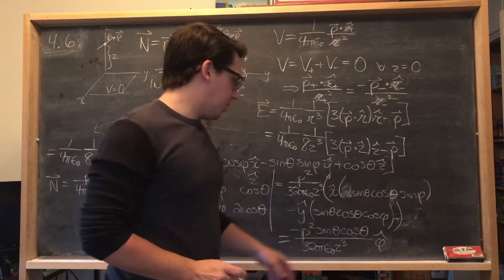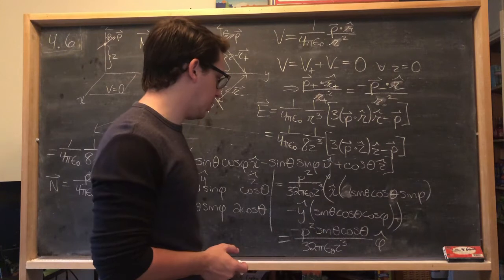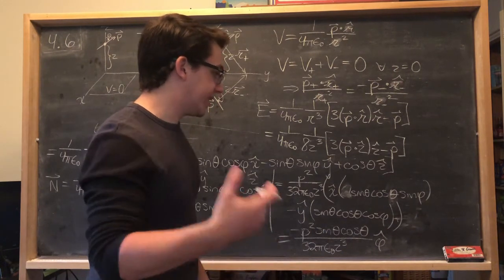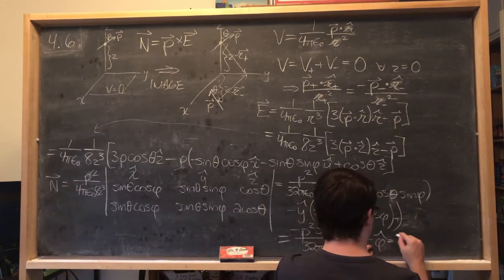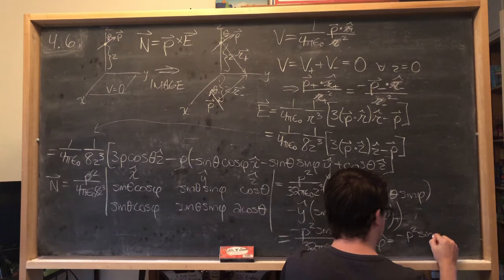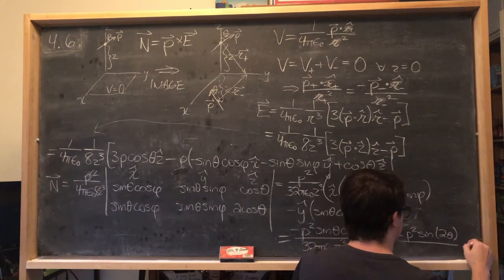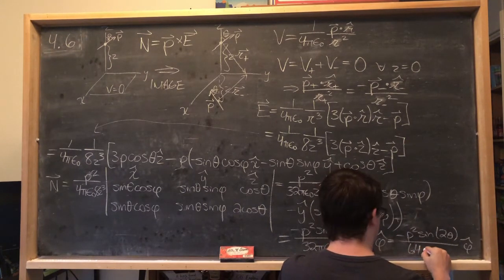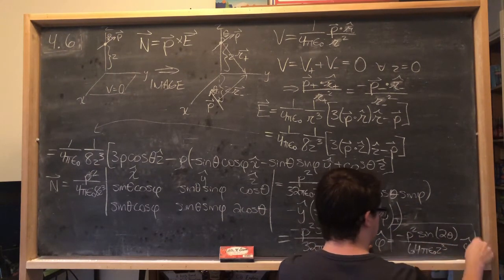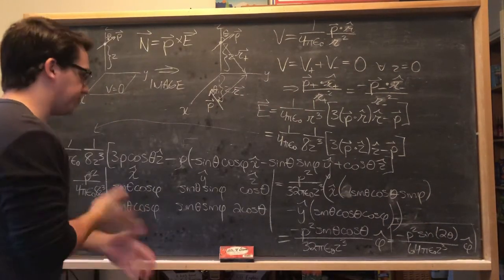But from our double angle formulas from trig, sine theta cosine theta could just be written as 1/2 sine of 2 theta. And so then we could do minus p squared sine 2 theta. I'm rewriting this because it'll be a little bit more illustrative for the last part of the problem, over 64 pi epsilon naught z cubed. Whew. So there's our equation for the torque along phi hat.